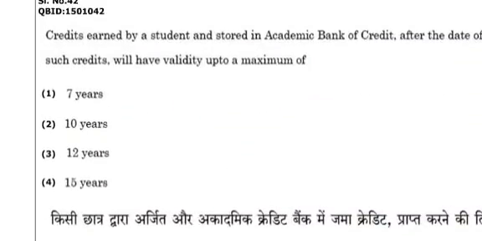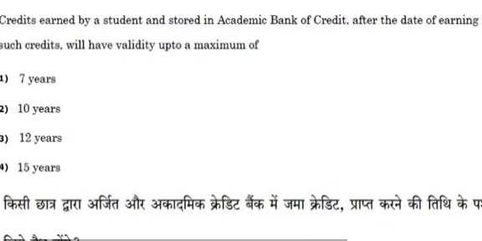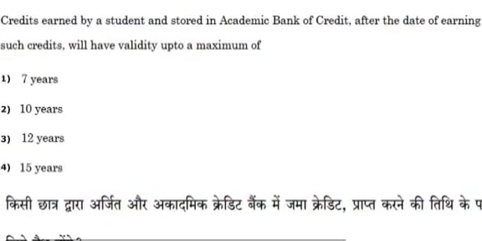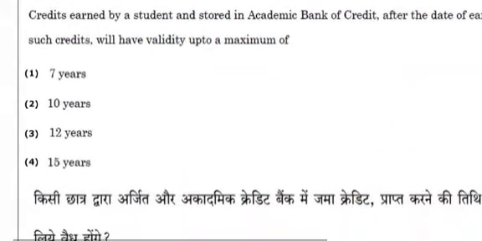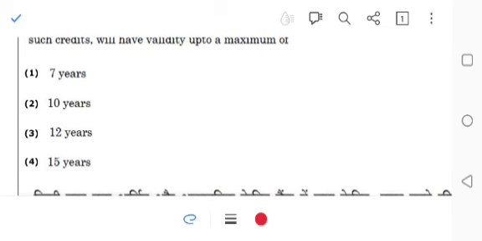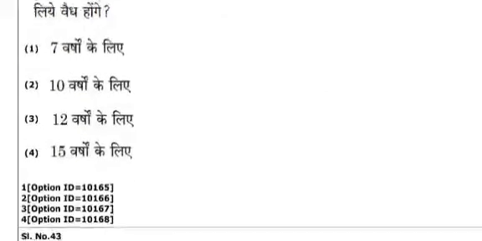Next, credits earned by a student and stored in the Academic Bank of Credit. After the date of earning, such credits will have validity up to a maximum of what? 7, 10, 12, 15? The correct answer will be 7 years. Up to 7 years, it will be valid.